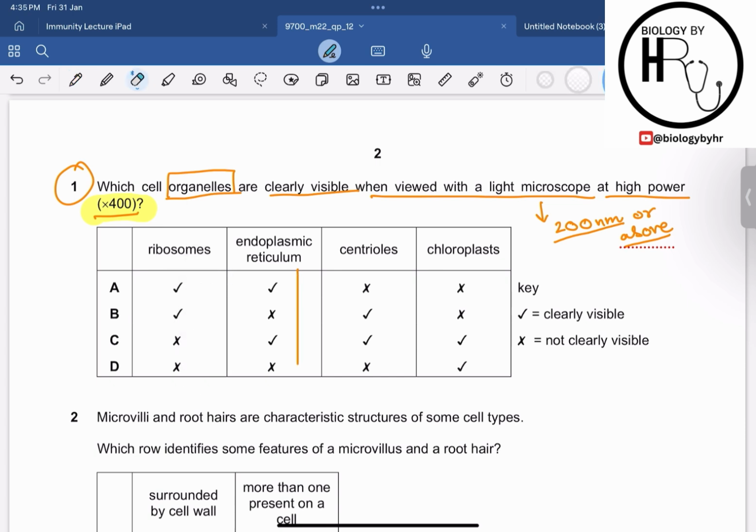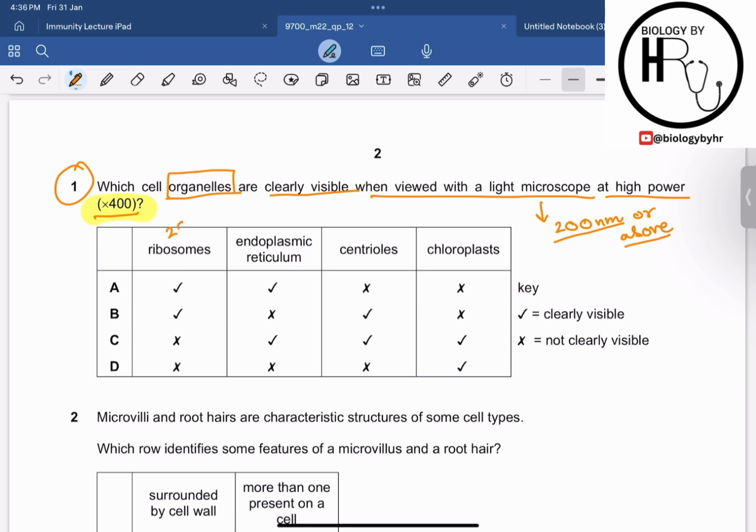So in order to basically solve this question, what you have to memorize is that you should know the size of the ribosome, the centrioles, chloroplast, endoplasmic reticulum. Like, you need to know the size of all of these organelles. So let's discuss the size of the organelles, which is the ribosome.